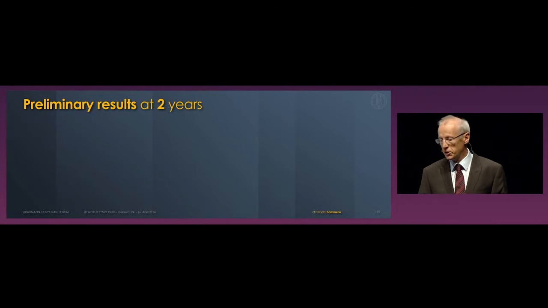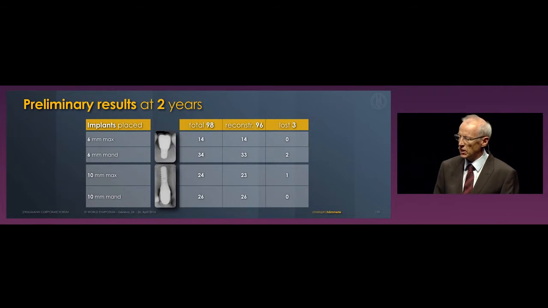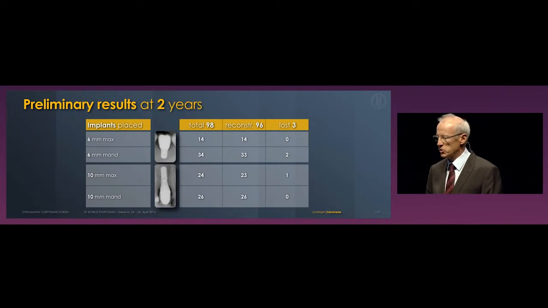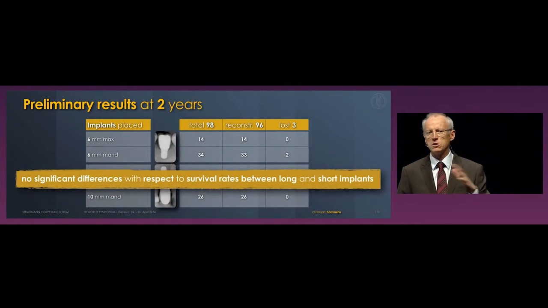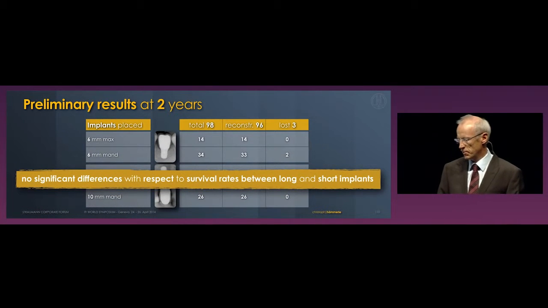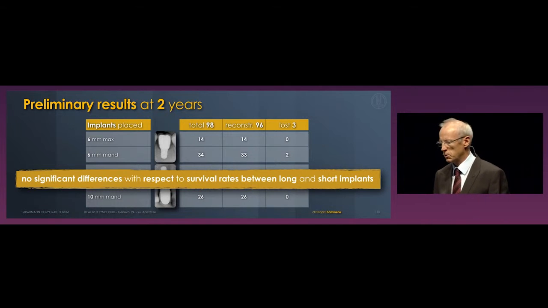So far, at 2 years, we have almost 100 implants under investigation and almost 100 reconstructions. And you see that 3 have been lost. We have no significant differences at 2 years between the two groups, neither for survival rates nor for marginal bone level measurements. Of course, we need longer-term information about this.